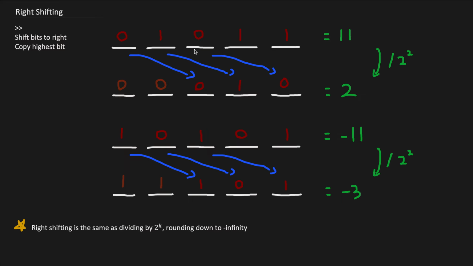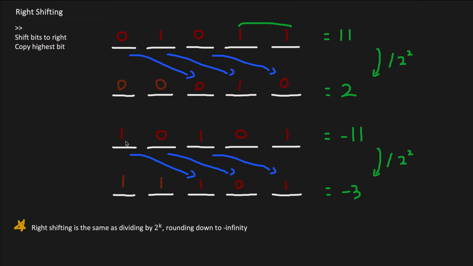So for right shifting, you just move the bits to the right, and you want to copy the highest bit for the empty spots. So for instance, if I want to shift this number here, I move the digits to the right twice. So the third 0 will go to the first position. The fourth 1 will go to the second position. And then these 2 1s here will just be deleted. And then for the 2 empty spots on the left, I want to copy the highest bit. In this case, the highest bit is 0, since it's a 5-bit integer. So I just put in 0s here.